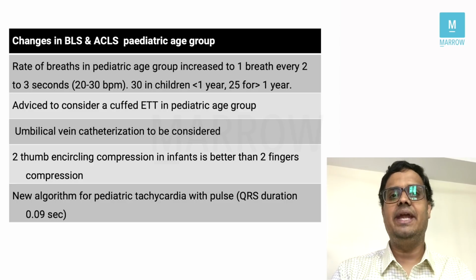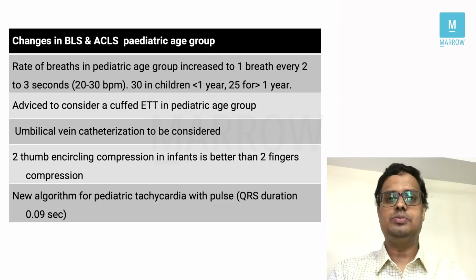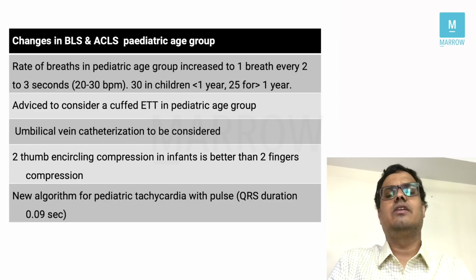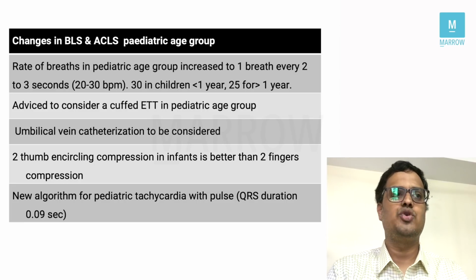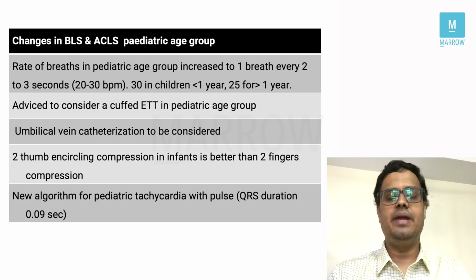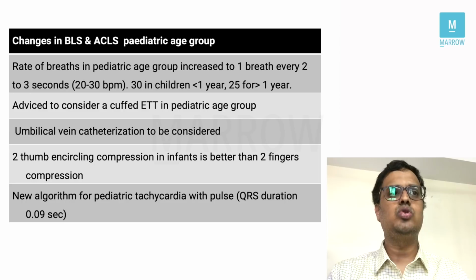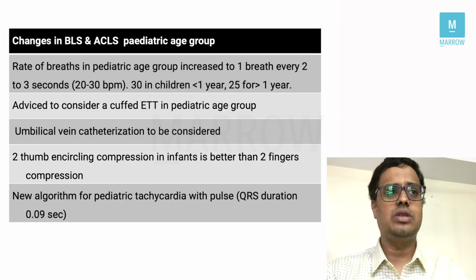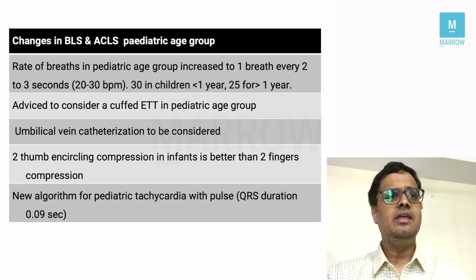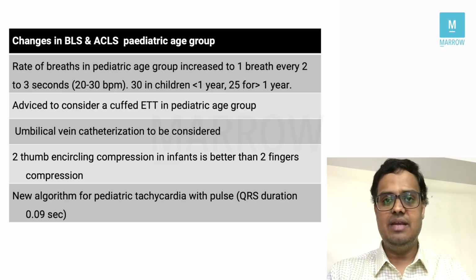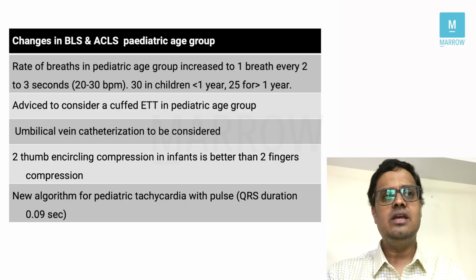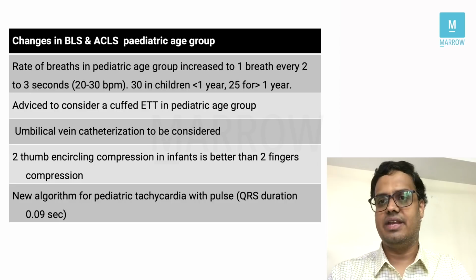What are the changes in the pediatric age group? You might be reading about this, but quick review I will tell about the pediatric age group also. The rate of breaths in pediatric age group has increased to 1 breath for every 2 to 3 seconds. It is 20 to 30 breaths per minute. Okay, and in children, 30 breaths in children less than 1 year, 25 breaths in greater than 1 year.